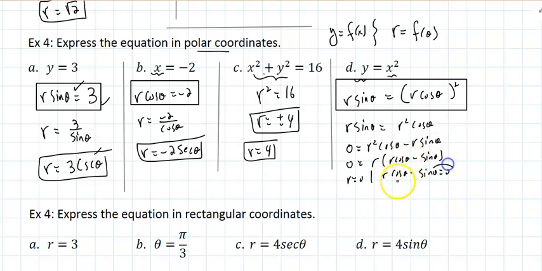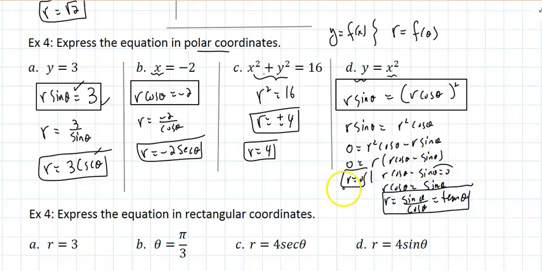So they move the sine over. And they would divide both sides by cosine. And sine over cosine is the tangent of theta. So the back of the book will have those two answers. They might not include r equals 0. That's okay. And again, for what we need, this is sufficient for now.